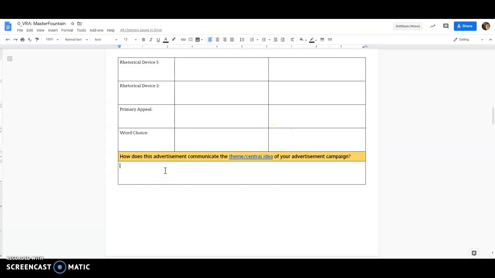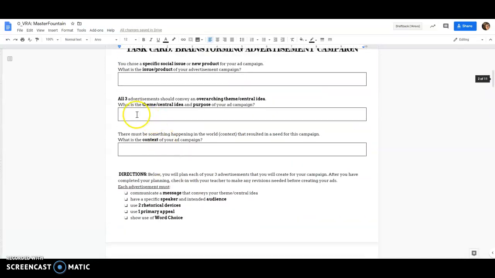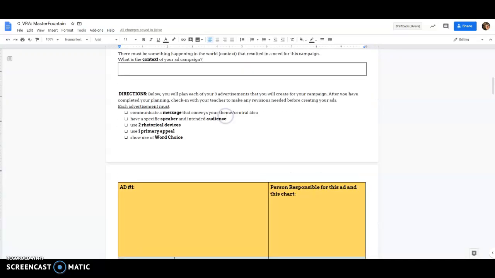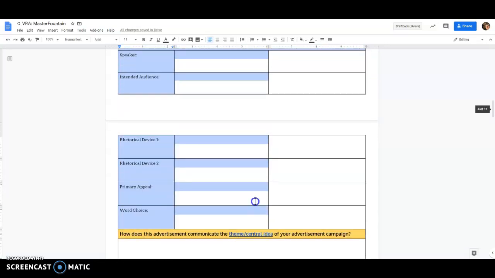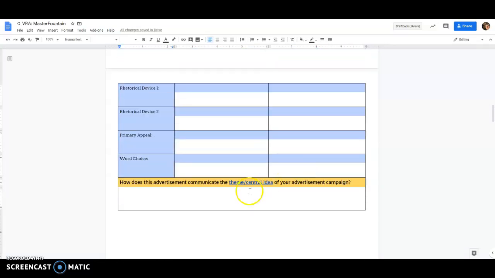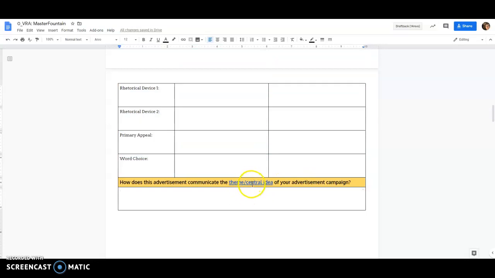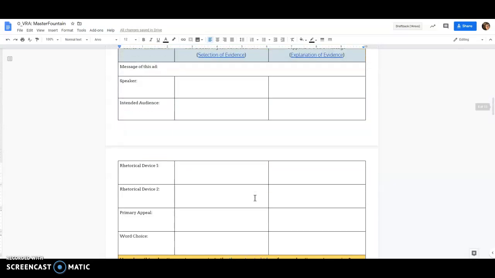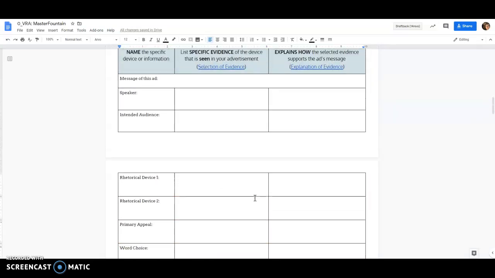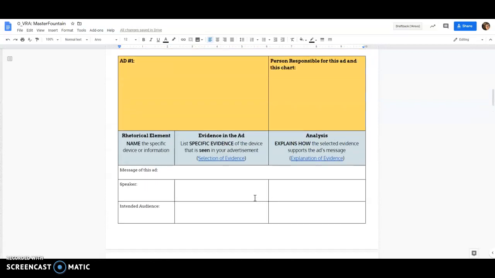The last box is the theme box. So again, thinking about your theme that you put here, how does the message of this specific ad and then all of this that you designed with this advertisement, how does that help to communicate your overall theme? So you're connecting this advertisement back to your main theme, your main central idea. Okay, so that's what you're going to do during this week is you're going to make sure that you have all of that information listed here in your chart.